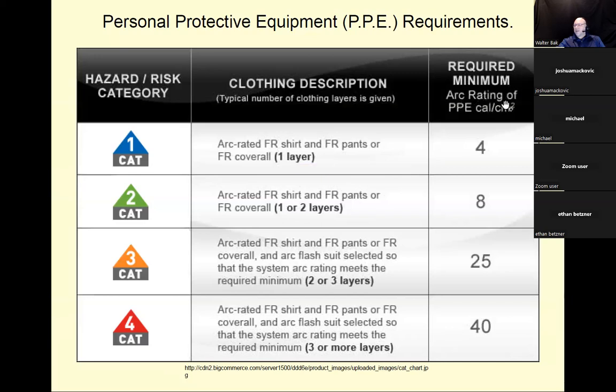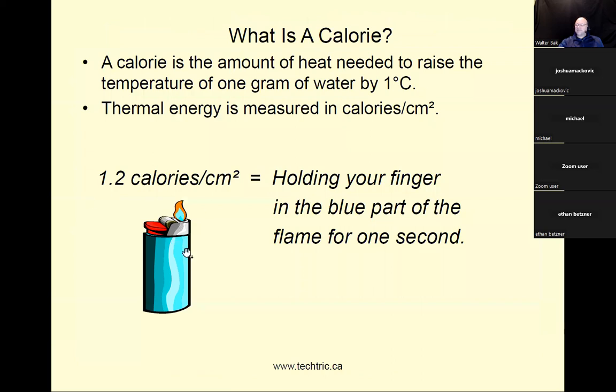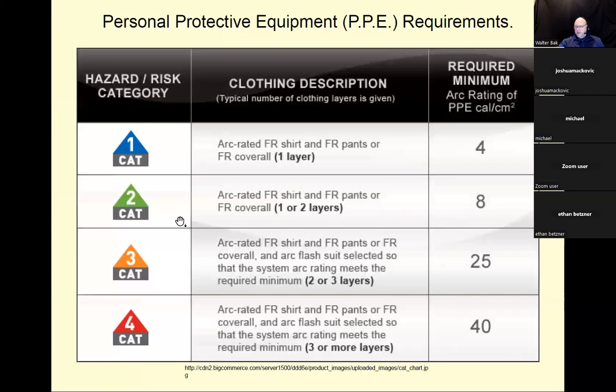Required minimum arc rating PPE calories: it's supposed to withstand 4 calories per centimeter squared. That's a lot, actually, because if you're just holding a finger in the blue flame of a lighter for 1 second, you get 1 calorie per centimeter squared. A human chest has many square centimeters, not just 1, so just add that energy. So it's 4 per centimeter squared.